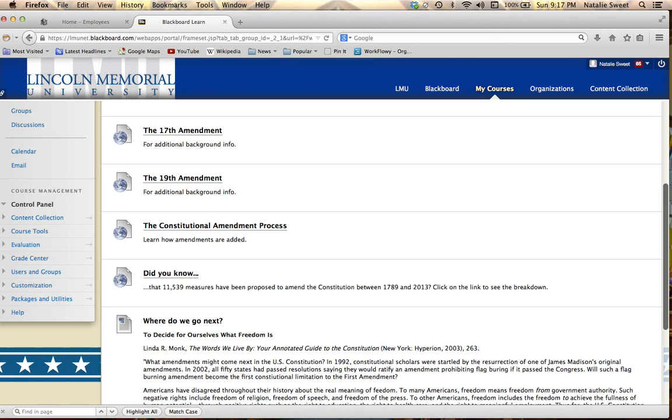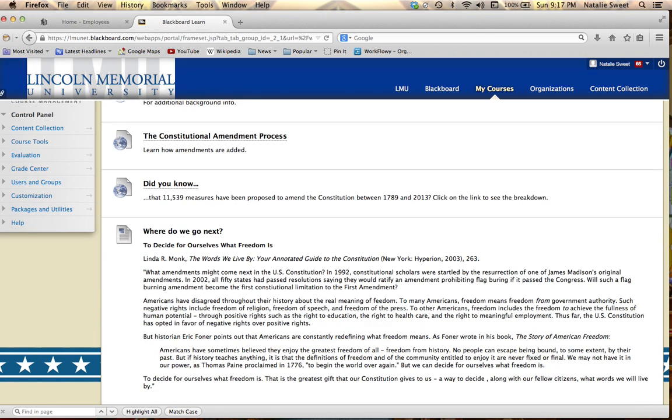And here's an interesting point. One thing I want you to consider as you go forward: we have 27 amendments to the Constitution currently, but since 1789, 11,539 measures have been proposed. If you visit this link, you'll be able to see a breakdown of what those measures were and what they concerned. From there, you'll be reading another piece by Linda Monk from The Words We Live By, your annotated guide to the Constitution. And it's going to talk to you about what negative and positive rights are.